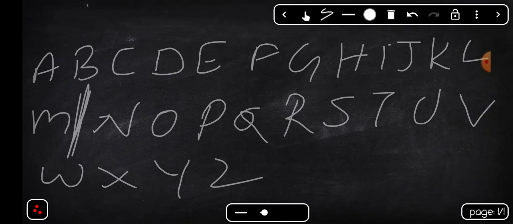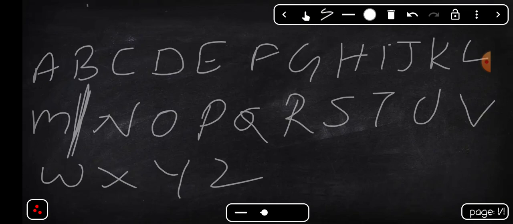In the question it is clearly mentioned that the second half of the given alphabet is written in reverse order. That means A to M we write in the same order, but N to Z we write in reverse order. That means after M: Z, Y, X, W, V, U, T, S, R, Q, P, O, N. We write it in the opposite, reverse order. After that, which letter will be 7th to the right of the 12th letter? That means 7 plus 12, the 19th letter from the left end.